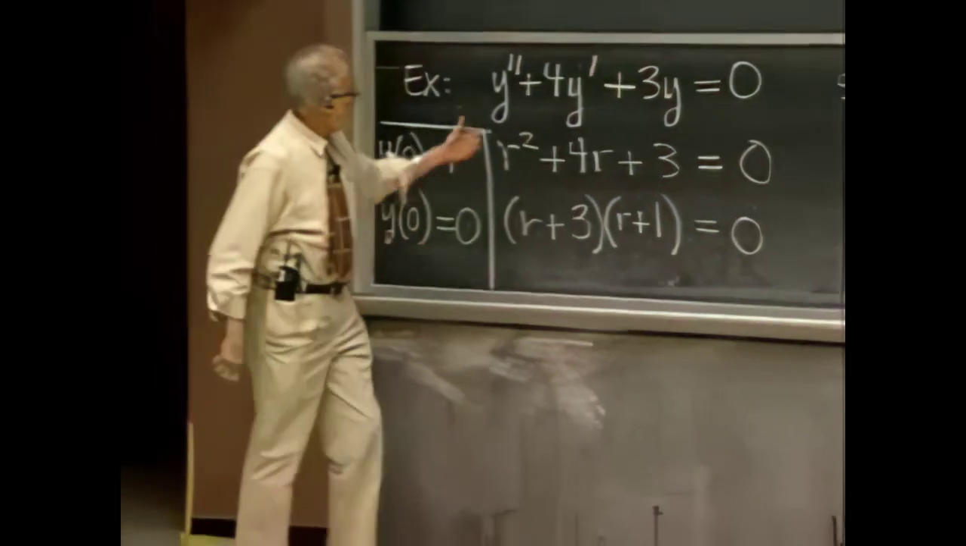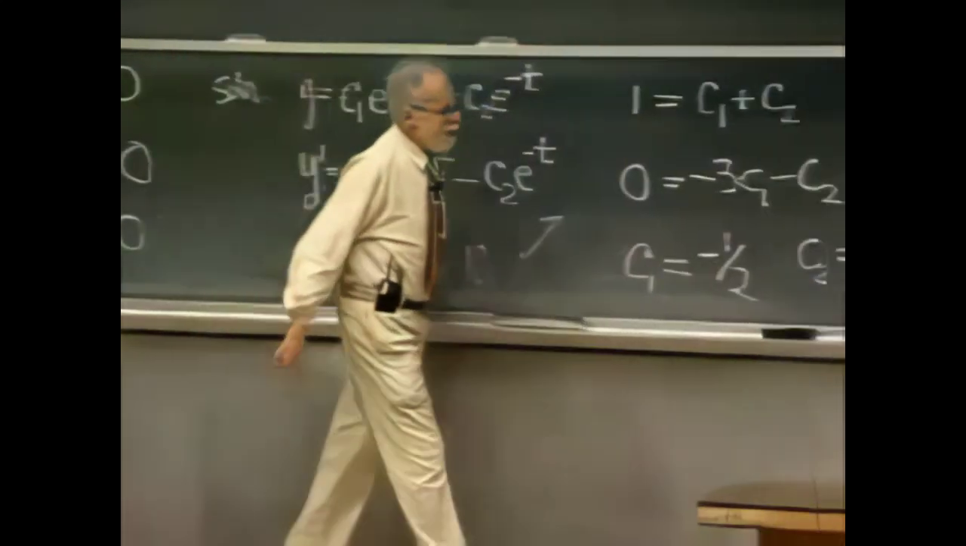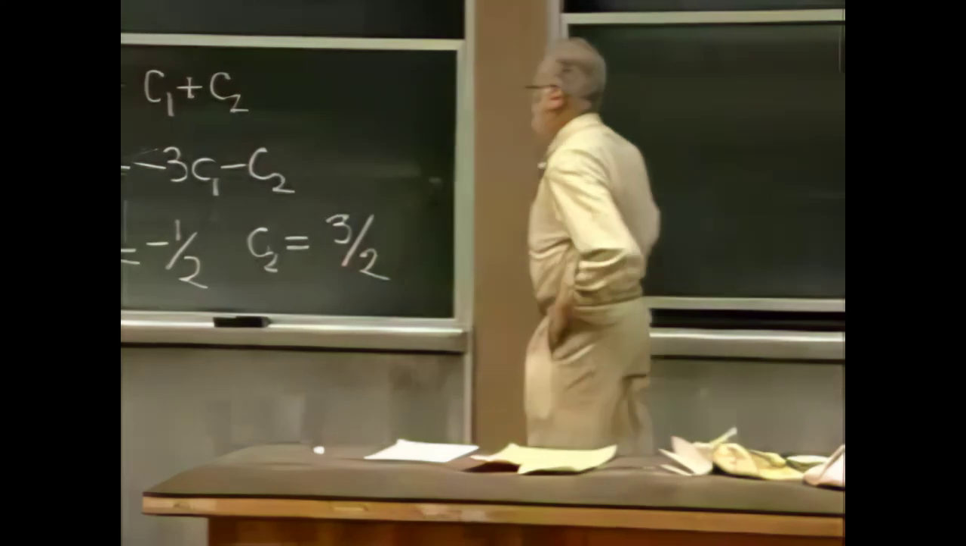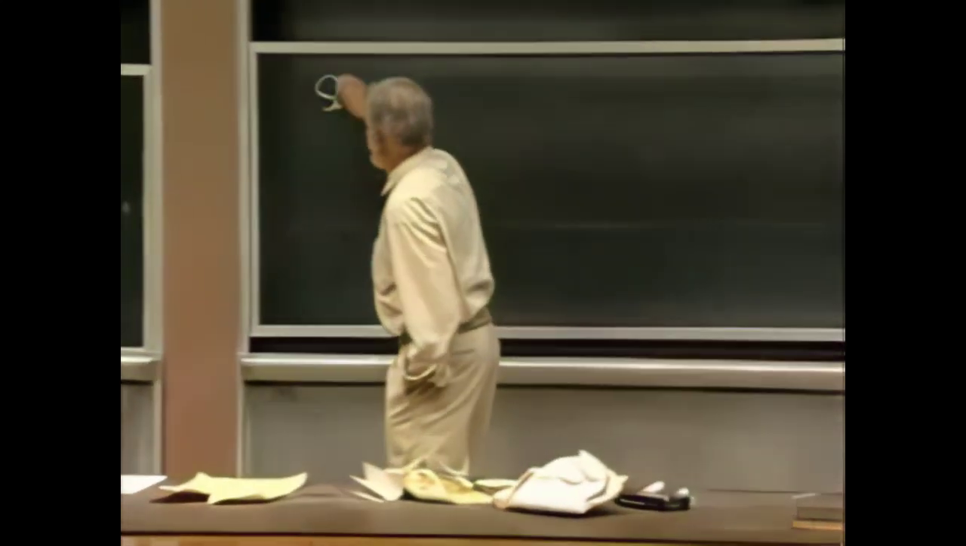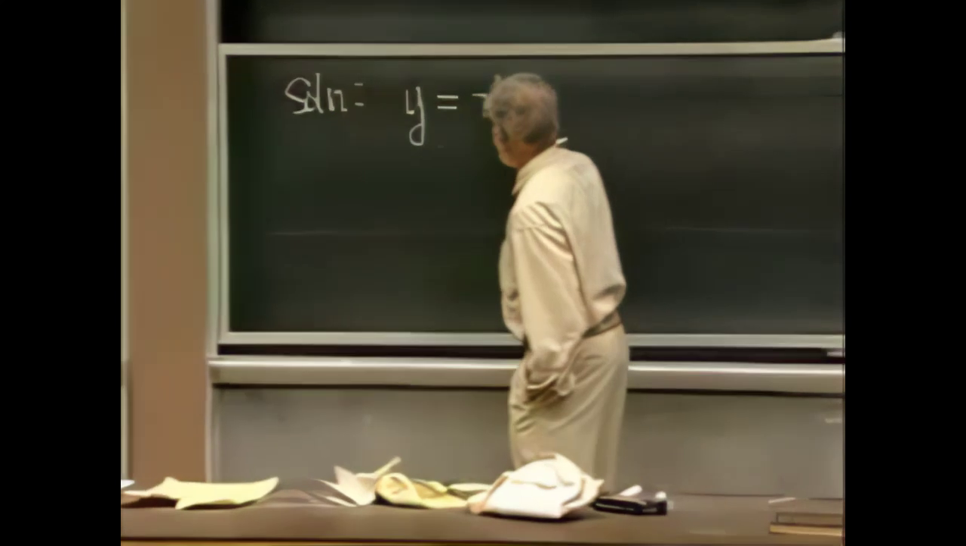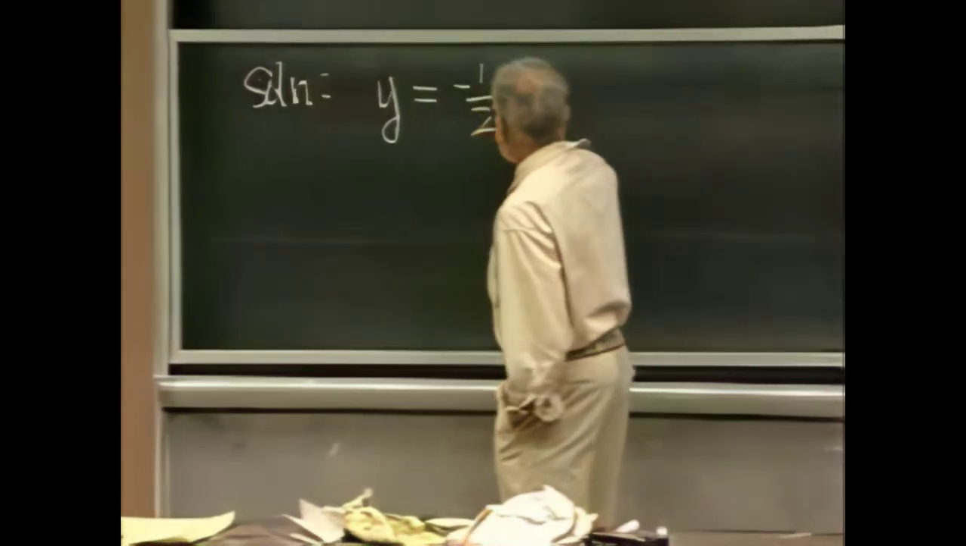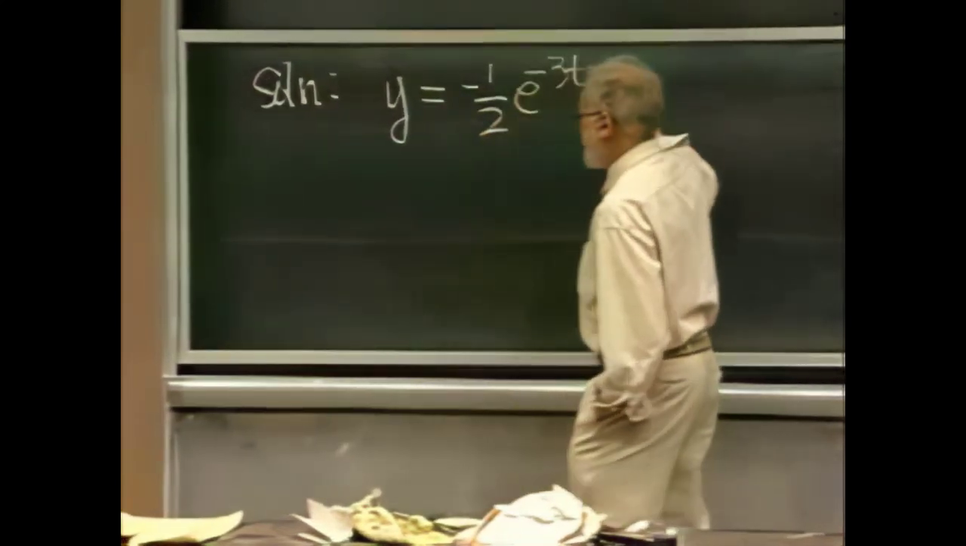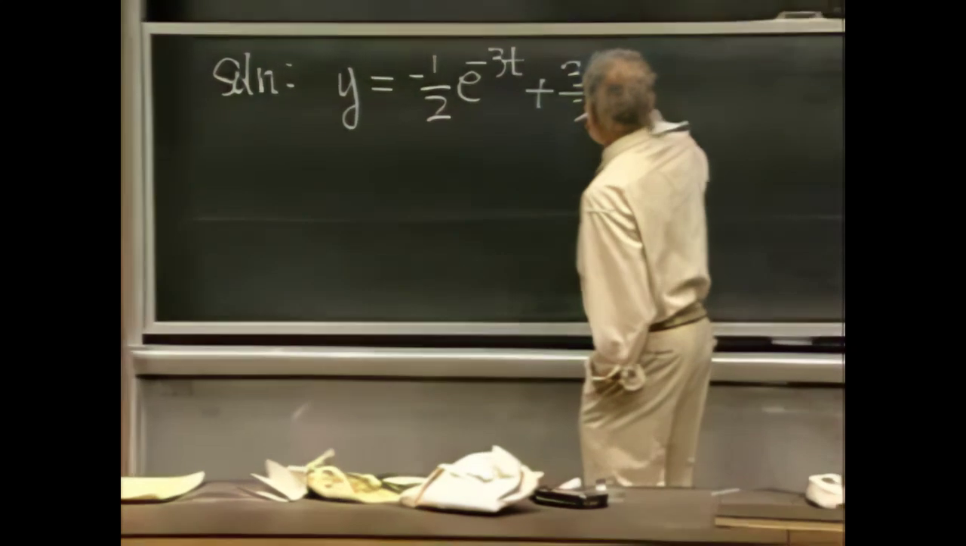So the solution is y equals minus 1/2 e to the minus 3t plus 3/2 e to the negative t.